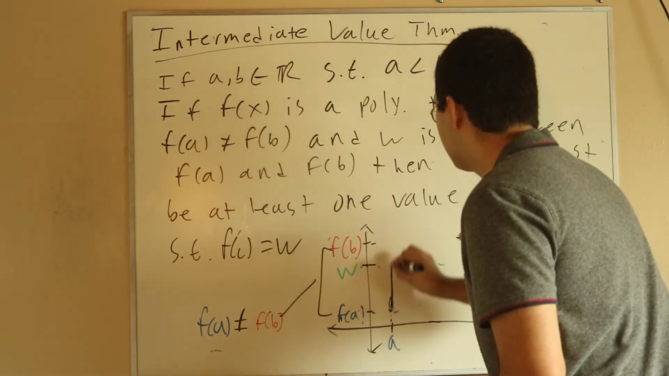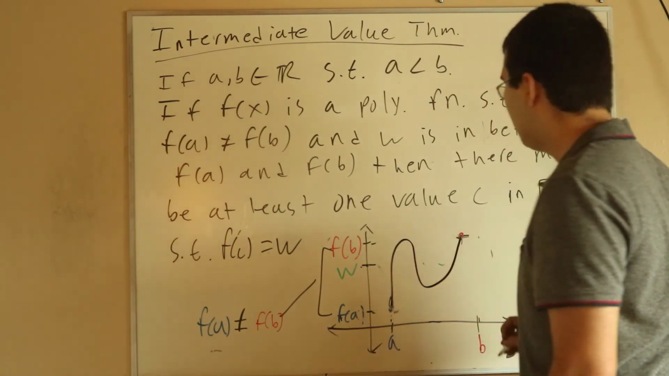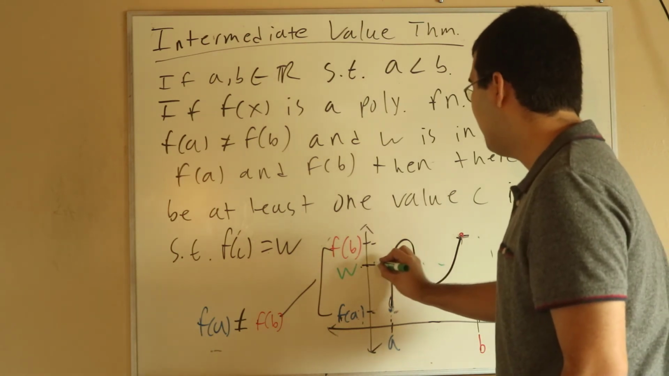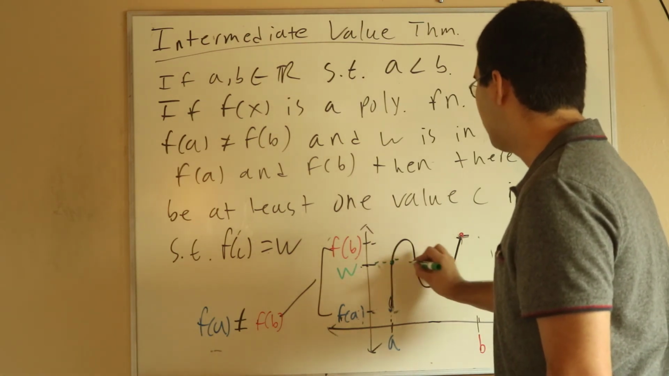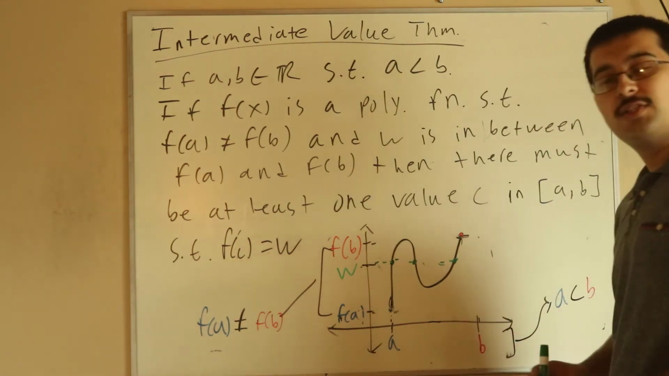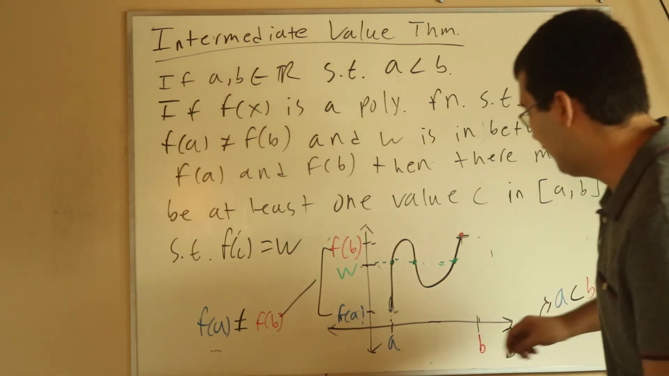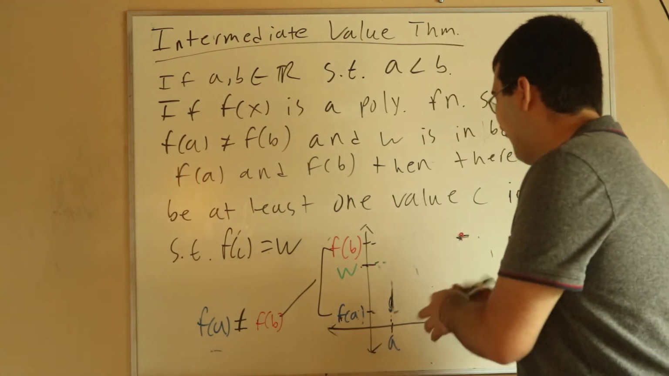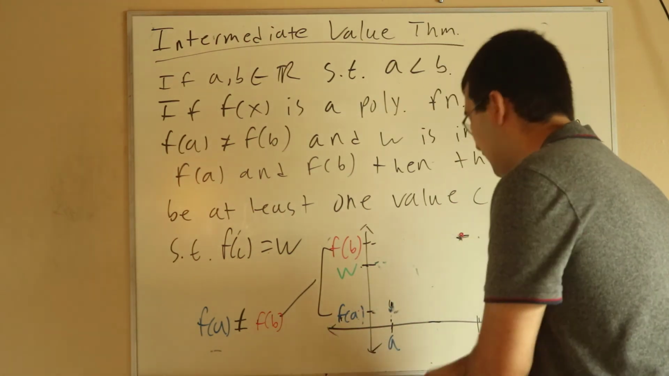I could draw it like this, right? And still there exists a point that uses w. In fact, there exist several. So the key idea is that, and actually I don't want to use this one, that is still true, but let's go back to that original one I had because it's the nicest.